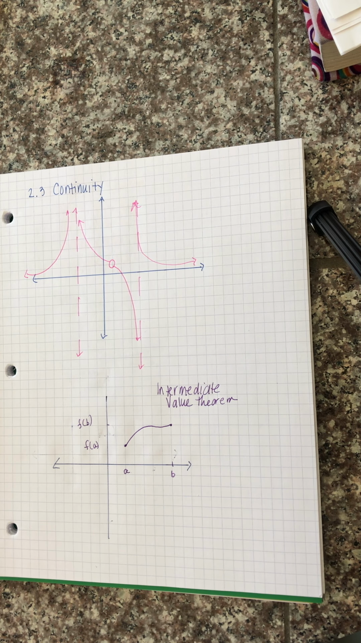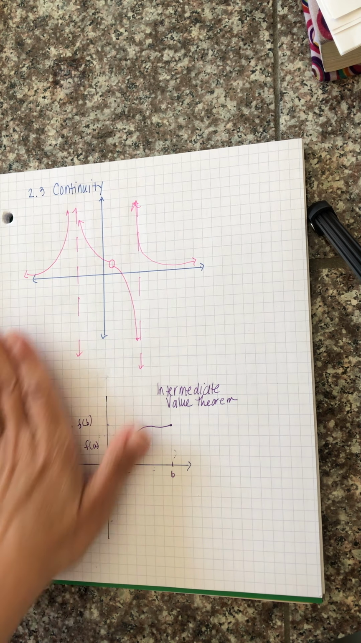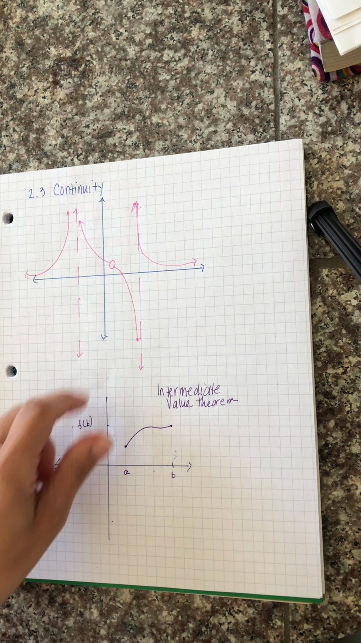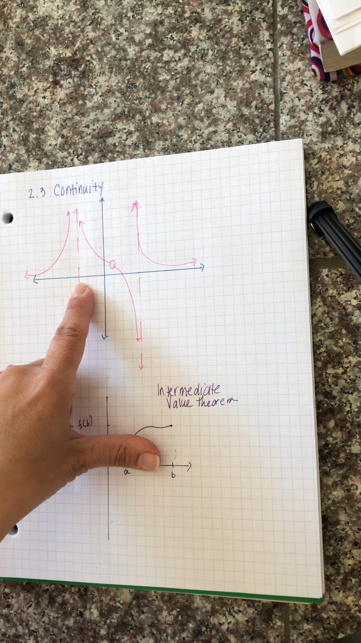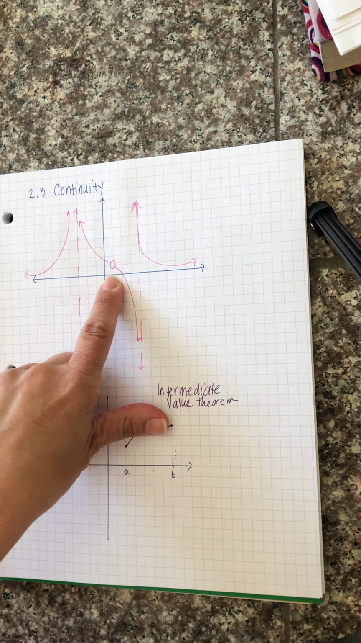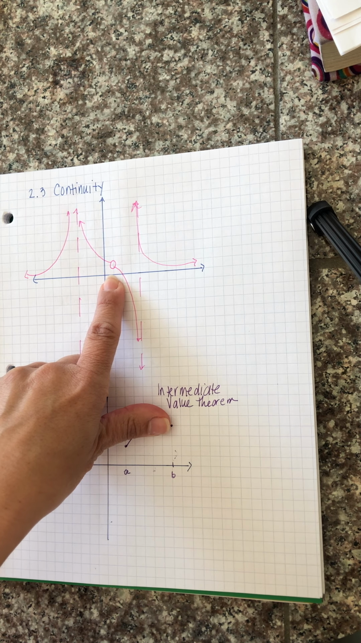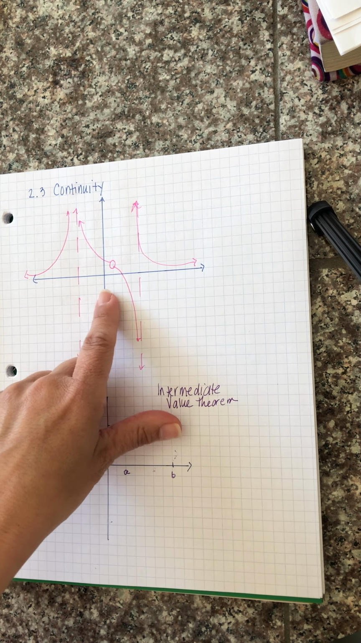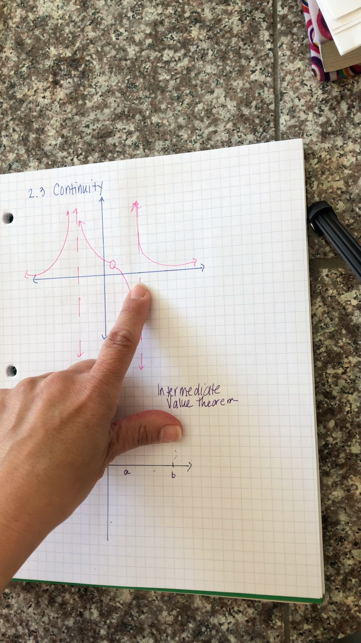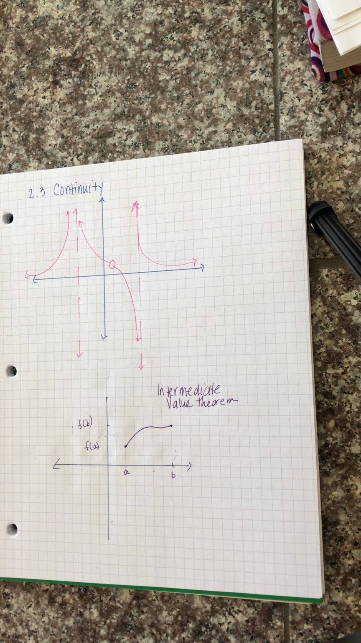All right, everyone, section 2.3, continuity. I recommend that you pause the video and draw what I've got going on here. An asymptote at x equals -3. There's a removable discontinuity, also known as a hole, at (1, 1). And then we have an asymptote, again, at x equals -4. So take a minute to draw that.